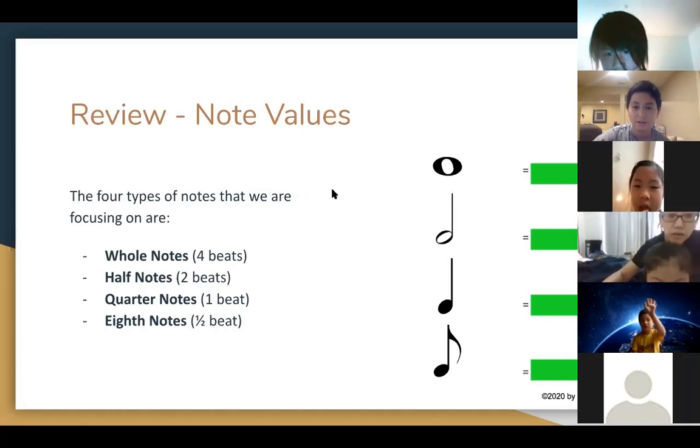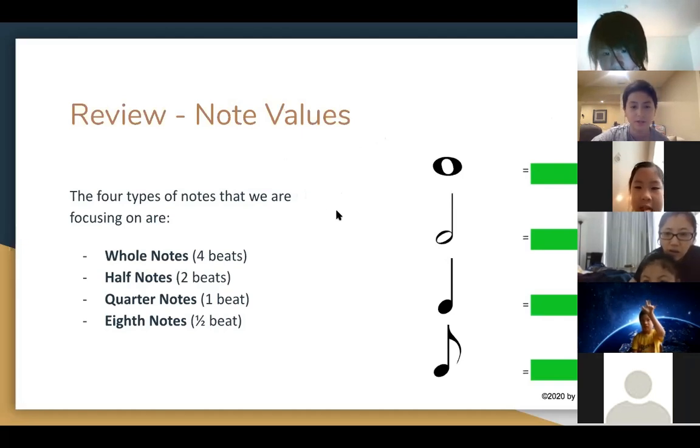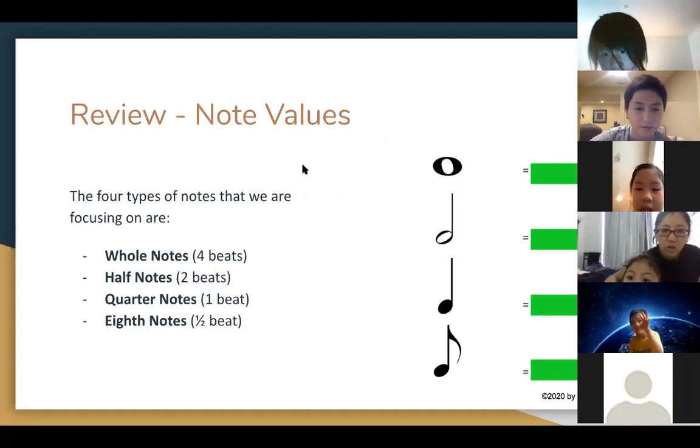Okay. And does anyone want to tell me what the names of the notes on the right are that are covered by the green rectangles? Or just take a guess? Oh, yes. Terrell, do you know?